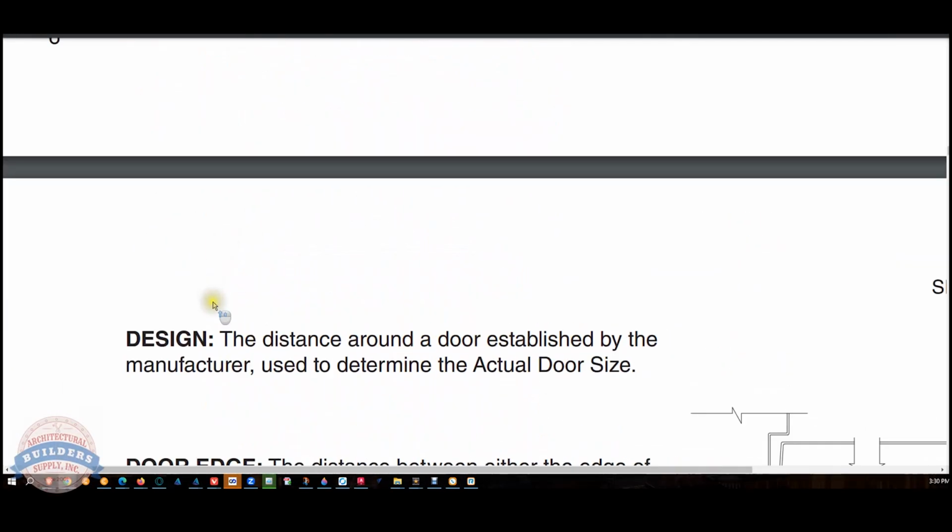The next definition is clearance, or design clearance, is what it is. The distance around a door established by the manufacturer used to determine the actual door size. Okay, great. Let's switch to the screen view and take a closer look at the SDI glossary. Here it is.